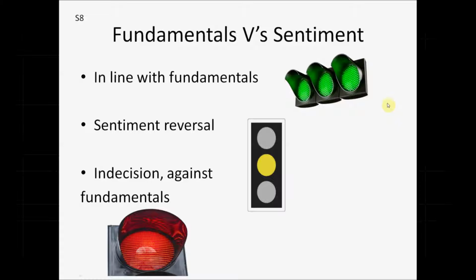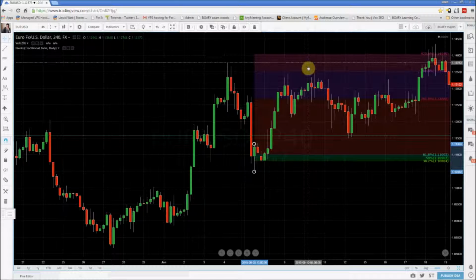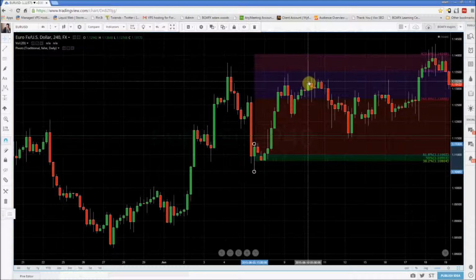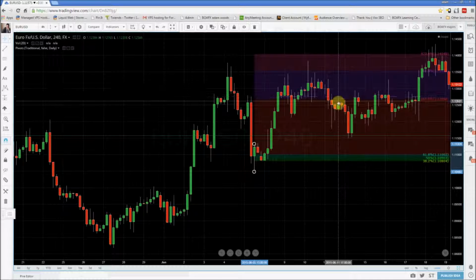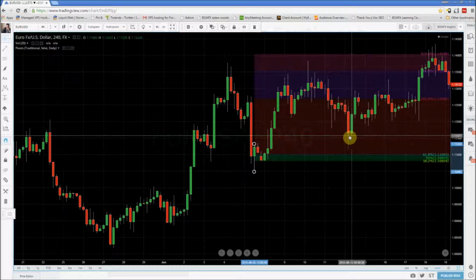So let's go back to the charts again just to reiterate what I've said there. So let's just say, for instance, we're going to use this pin bar to get in for a sell. We're going against the fundamentals. We come down to our support and resistance level.